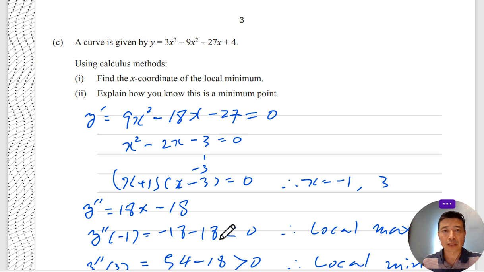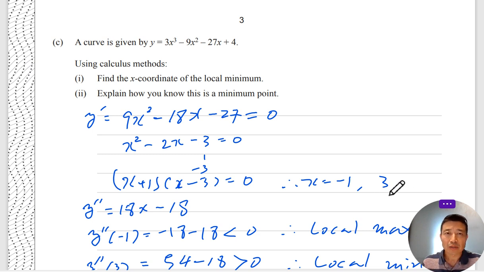Using calculus method, 1: find the x-coordinate of the local minimum. 2: explain how you know this is a minimum point. So, to find either local maximum or minimum, you have to differentiate, right? So that's what I did, and that equals 0. So I divide by 9 on both sides to make it easier, and then factorize it. So it turns out x equals negative 1, 3.